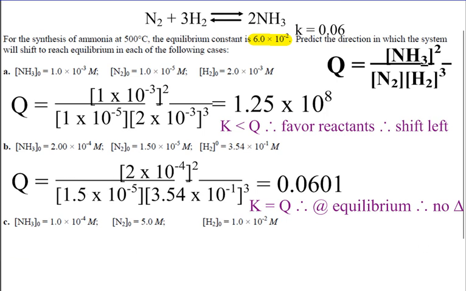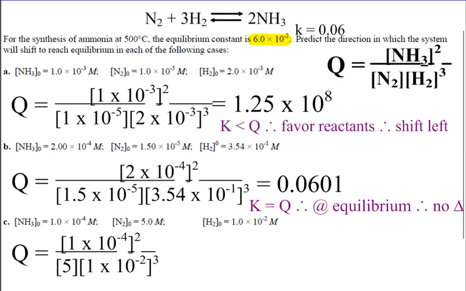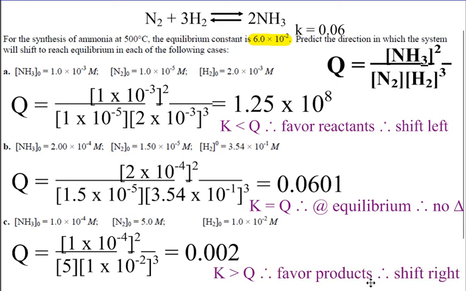All right, last one. This is a short video tonight, guys. Let's plug in all of these values and see what's going to happen. Q would equal all that, which we come to find out equals 0.002. Set up our inequality. K is what to Q? We see that K is greater than Q. That means we still have a little ways to go before we reach equilibrium, so we will favor the production of products. Therefore, the reaction will shift to the right.